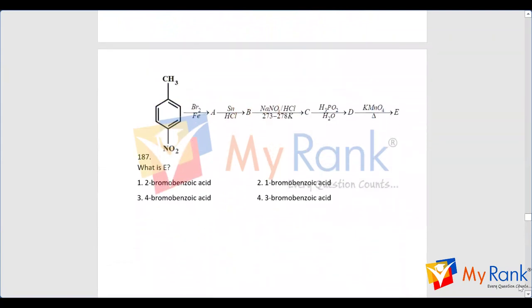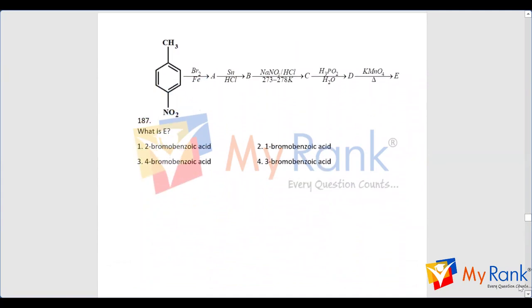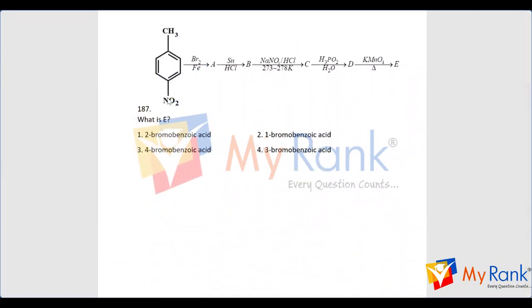Question number 187. Para-nitrotoluene reacts with bromine and Fe. Next, the first step is bromination. The next is the reduction reaction. Then benzene diazonium chloride forms, and finally H3PO2 and KMnO4. Then what is the product obtained?